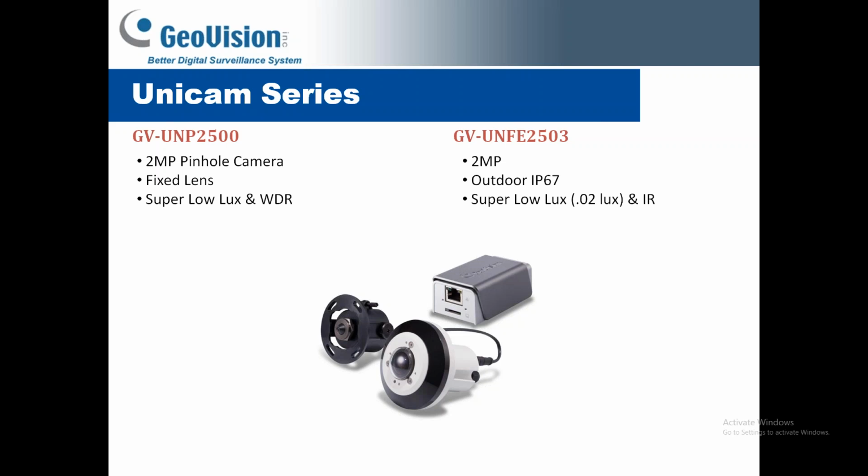The Unicam Series, this is our line of modular cameras. We have 2 models here. The model on the left, called the UNP2500, is a IP-based pinhole camera with a microphone built in. And then the model on the right is a mini fisheye camera, the UNFE2503. That camera we see used a lot in ATM applications, parking lot pay stations, maybe elevators, building entries. Those are some good applications for that type of camera.